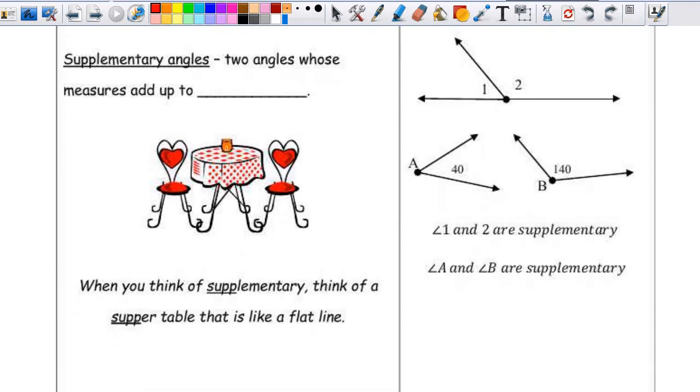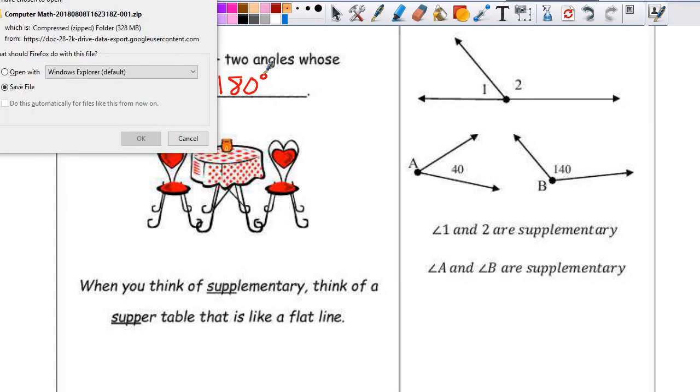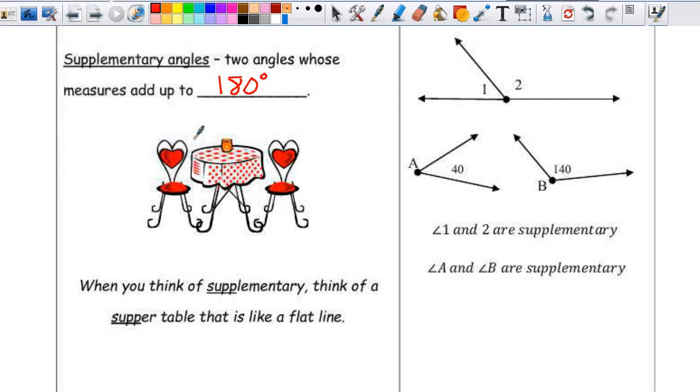All right, for our next one, we have supplementary angles. This is two angles whose measures add up to 180 degrees. So unlike complementary, where it's 90, supplementary is 180. This is your linear pair over here. This is your linear pair right here.